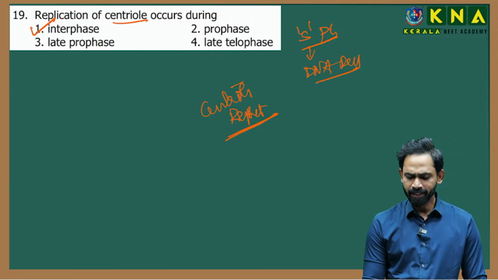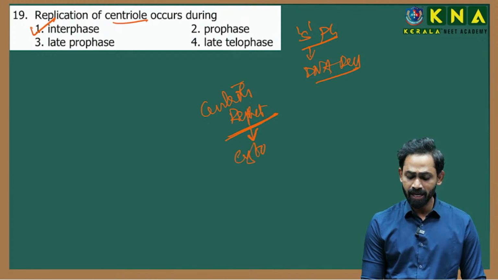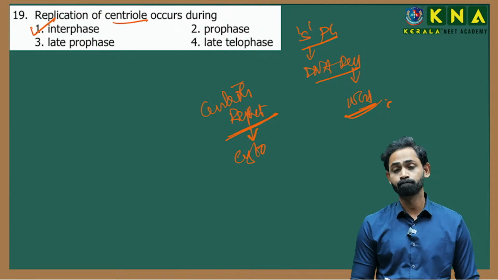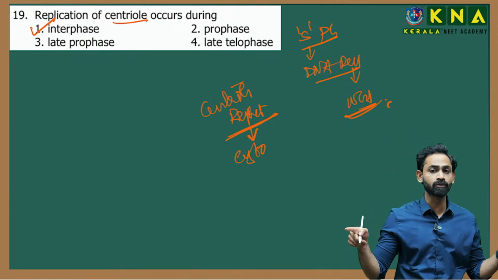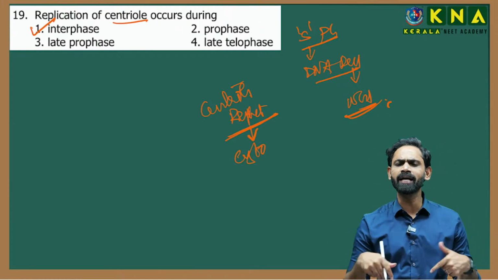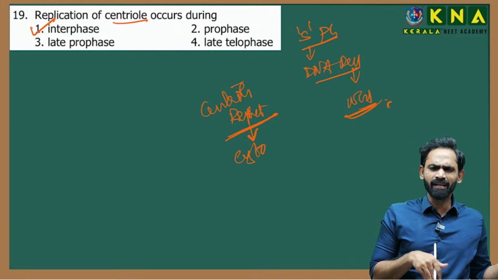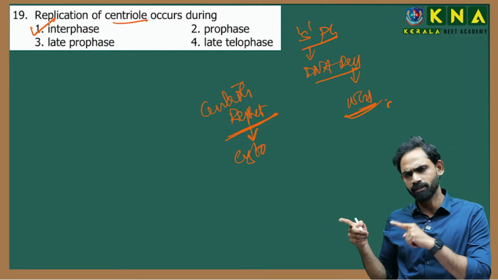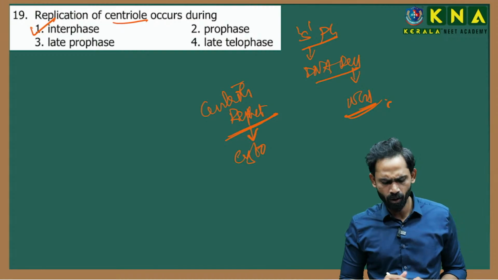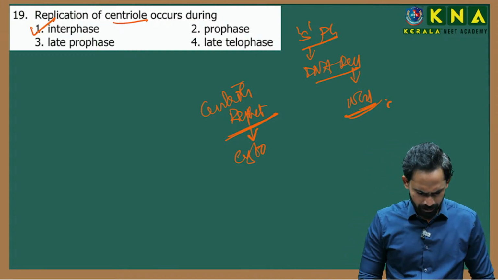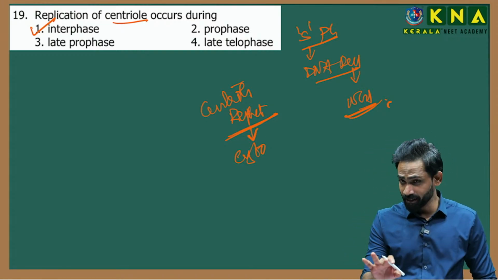But the difference is that centriole replication takes place in the cytoplasm, while DNA replication takes place in the nucleus. Both are independent of each other. Both occur in the same phase, but one is not linked with the other. Okay, good. Next one. The explanation is good, okay?